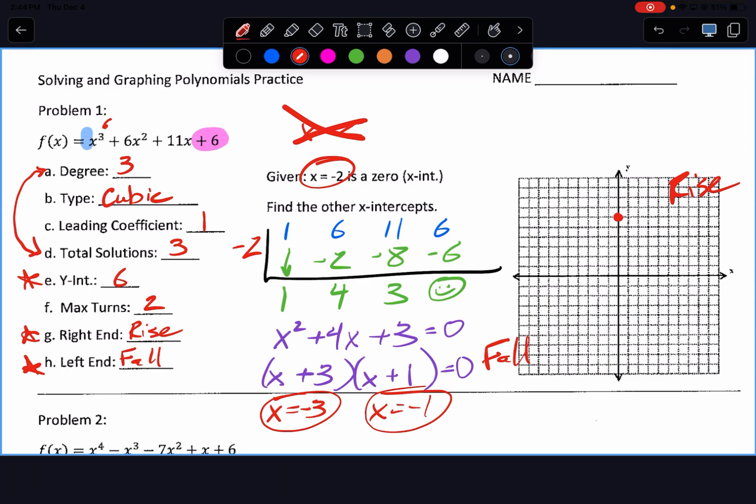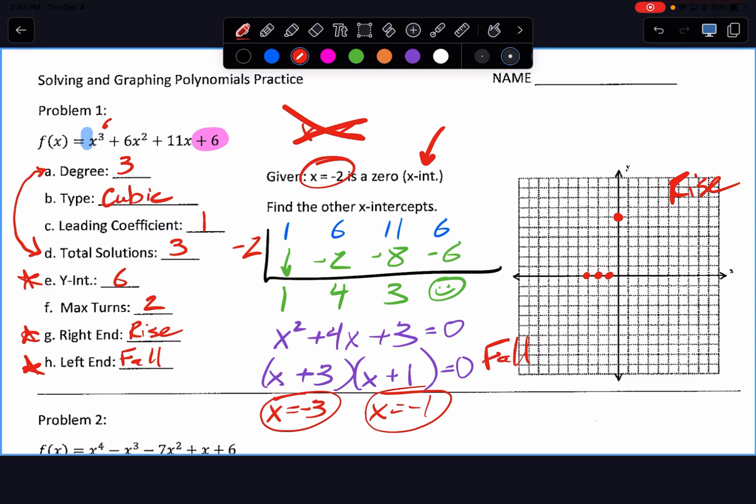Do we have 3 solutions? Yes. We have the 2 that we just found, negative 1, negative 3, and then the one that they gave us, negative 2. So now we're going to graph those. Where are those going to go on our graph if they are the solutions? On the x-axis. Solutions are the x-intercepts. See how that says it right here, x-intercepts? So we're going to put negative 3, negative 2, negative 1. Just like that. They were squished together.